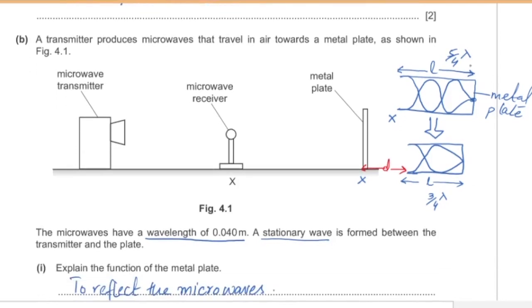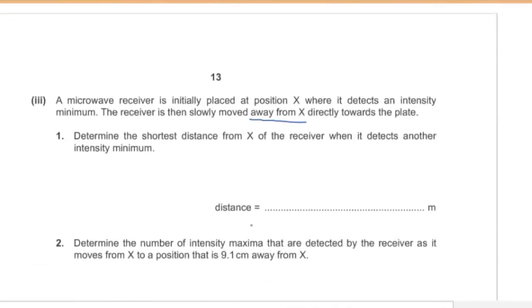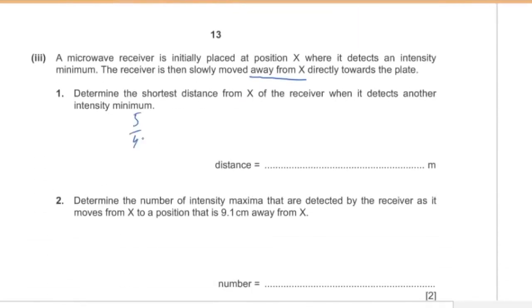So 5/4 of lambda is this distance, and 3/4 of lambda is this distance. We can calculate d by subtracting this distance from this distance. So 5/4 of lambda, where lambda is 0.04 meters, minus 3/4 of lambda, 0.04 meters, and hence the distance from X of the receiver when it detects another intensity minimum is equal to 0.02 meters.